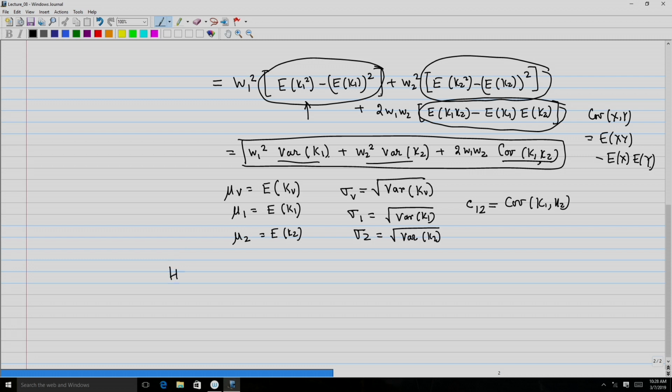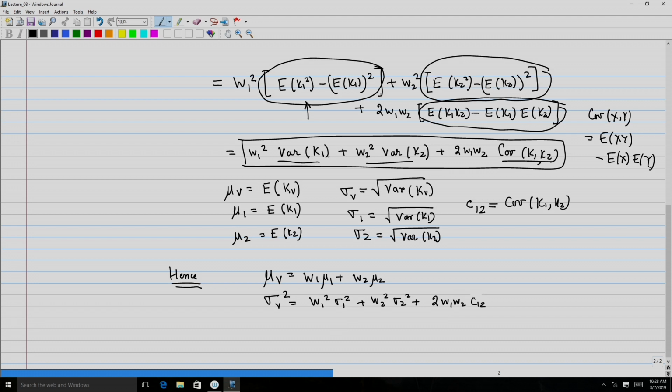Hence, the two results that we have obtained for the expected return and the risk for this two asset portfolio can now be written in the simplified notation that we have just introduced as mu v is equal to W 1 mu 1 plus W 2 mu 2, and sigma v square will be W 1 square sigma 1 square plus W 2 square sigma 2 square plus twice W 1 W 2 c 1 2.